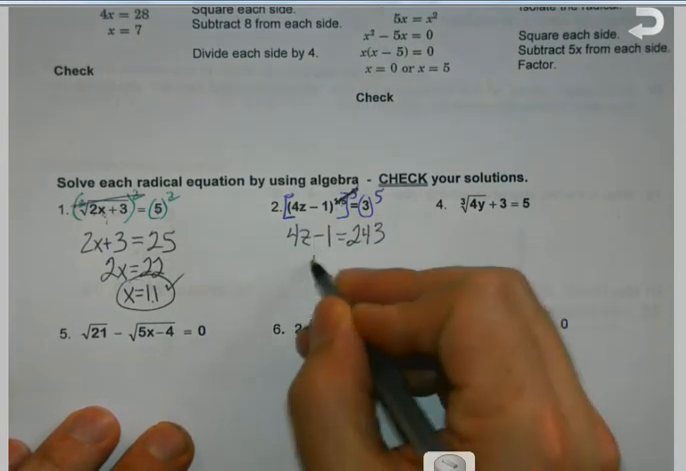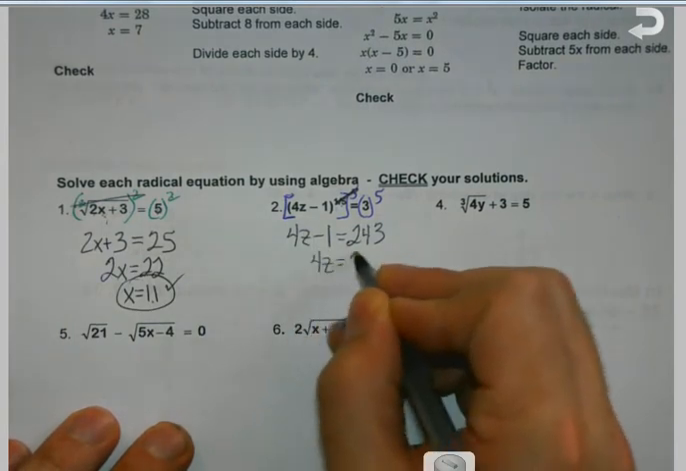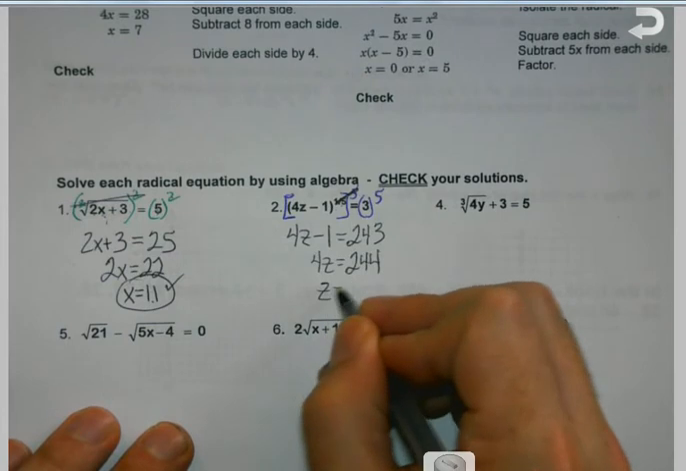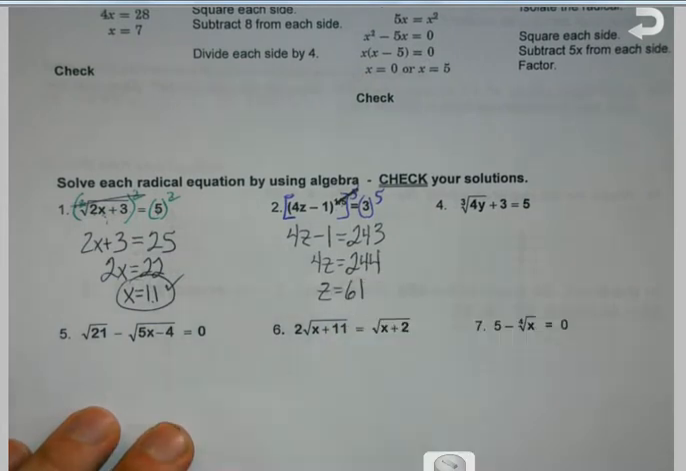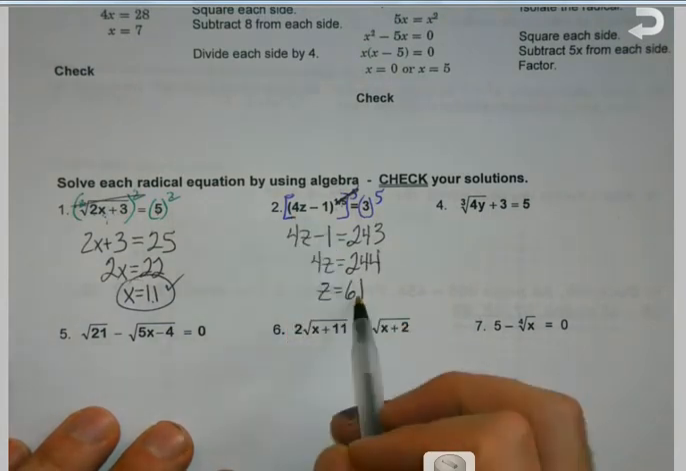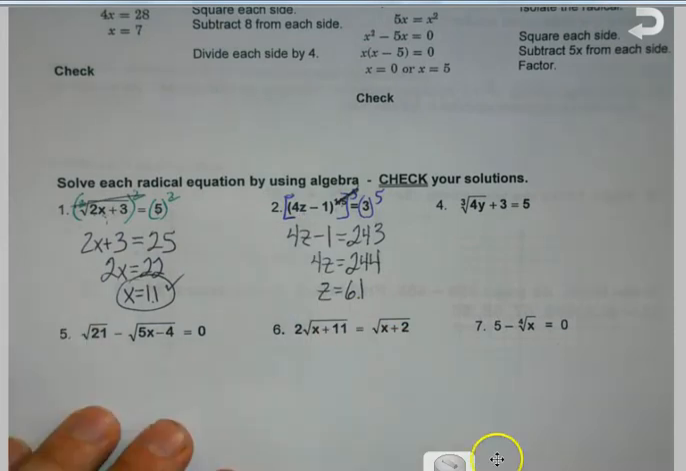I'm going to add my 1 over and divide by 4. And then make sure I'm right. You're like, well, let's see. 61 times 4 is 244, minus 1 is 243 to the 1/5.